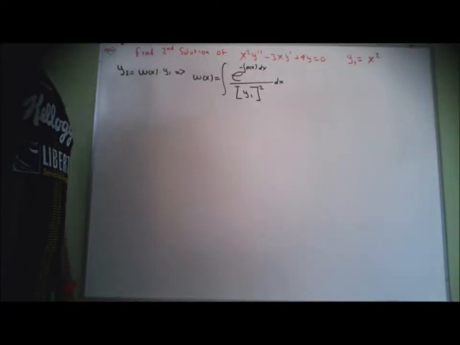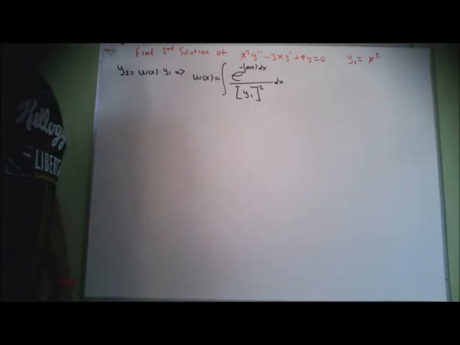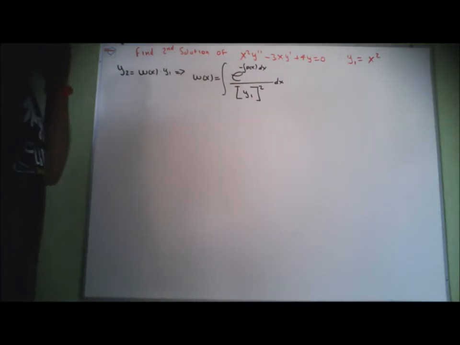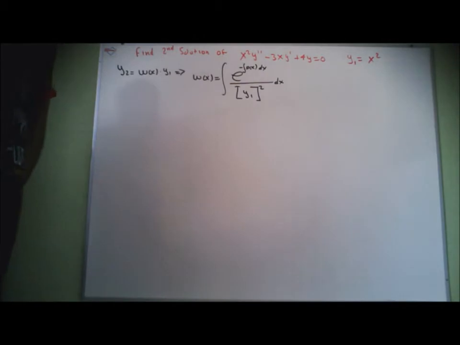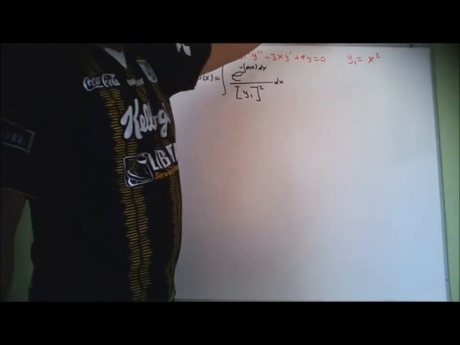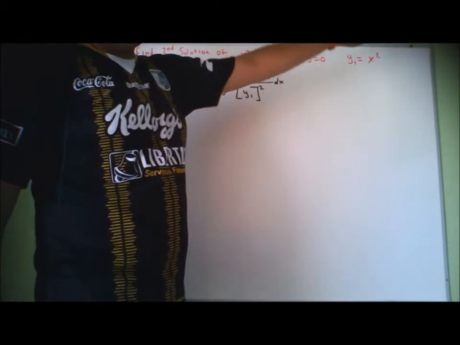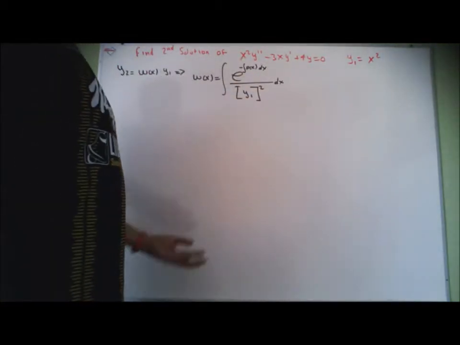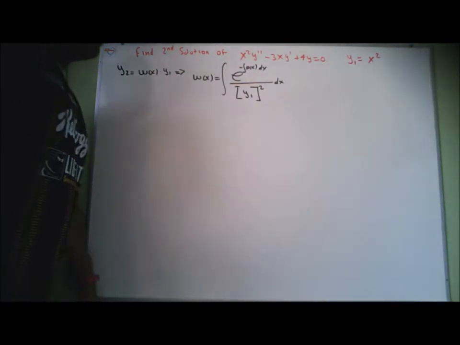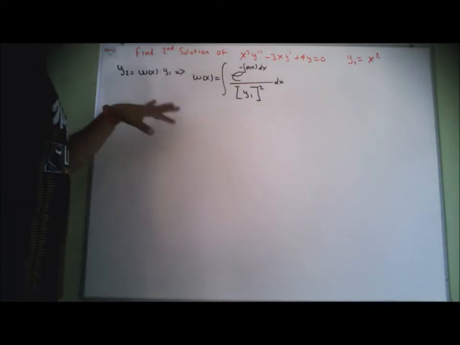Okay, this is an example on how to use the formula of order reduction to find the second solution. So this is the problem. They are giving us a differential equation here, and they know the first solution. How did they get the first solution? We don't care about that. The task is to find the second solution.